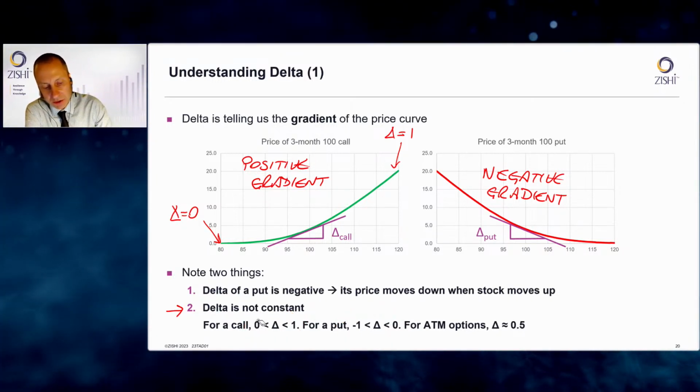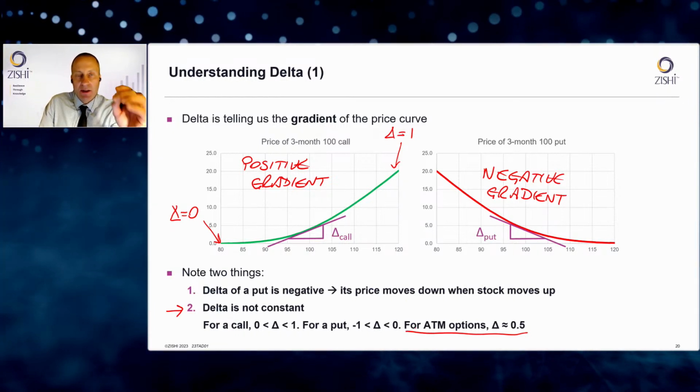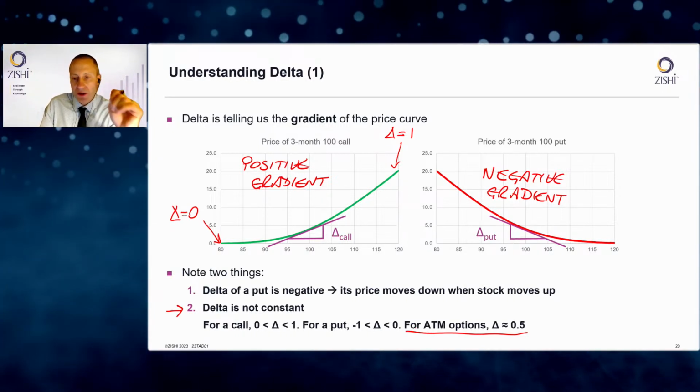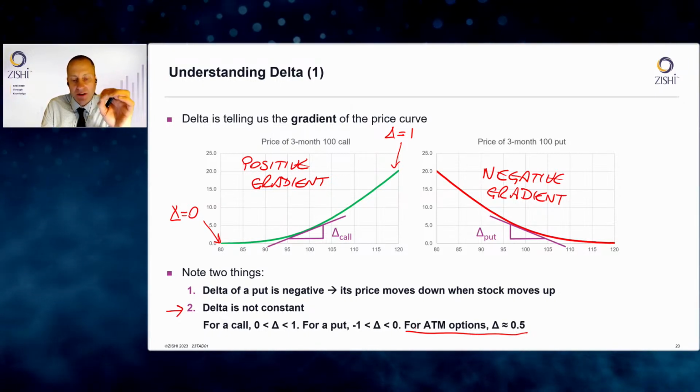And for at-the-money options, and this might come in handy when you're trading these things, for at-the-money options, so a 100 call when the stock is trading at 100, the delta is approximately 0.5.